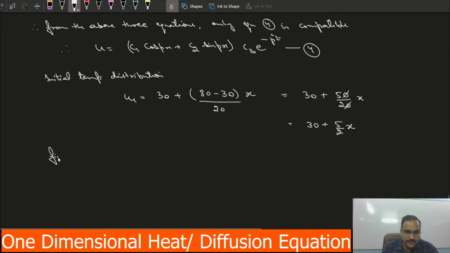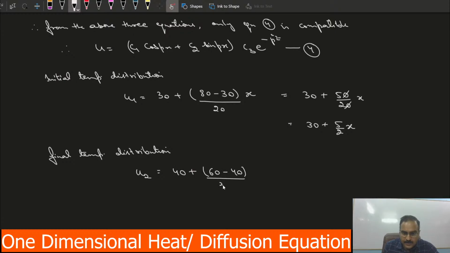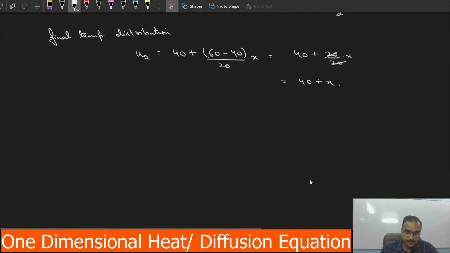And what about the final temperature distribution? Final temperature distribution, let it be u2. So u2 is the initial temperature plus the final, which was 60, minus 40, divided by the length of the rod, into the displacement. So it will be 40 plus 20 over 20 into x. So these two cancel out, and we are left with 40 plus x. Okay, so that is the final temperature distribution.